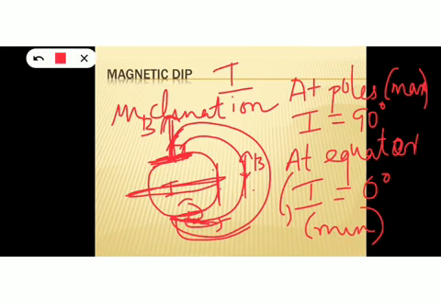Okay, so what is magnetic dip? It is the angle between the total magnetic field of the Earth and the Earth's surface, and it is maximum at the poles. What is the maximum value? 90 degrees, and it is minimum at the equator, and the minimum value is 0 degrees. So that's all about magnetic dip.